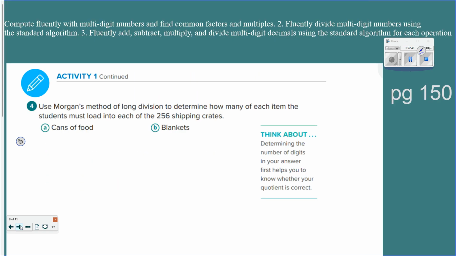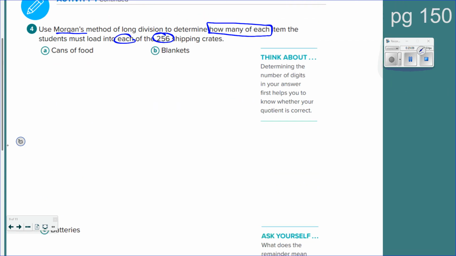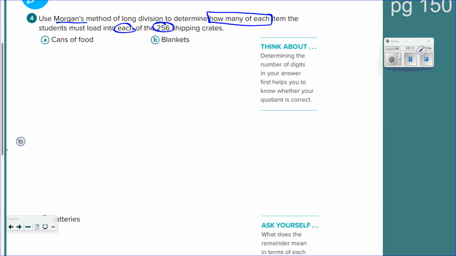So now we're going to give you a chance to actually do it. Use Morgan's method of long division to determine how many of each item they must load into each of the 256 shipping carts. So all you're doing is dividing the number that they've given you on the previous page by 256. You do that for all 3, A, B, and C, and then we'll come back together. This is longer division. I'll give you about 10 minutes. Although if you're really struggling like last class, I'll break in 5 and give you guys a quick hint on how to do it easier. Go ahead and get started.